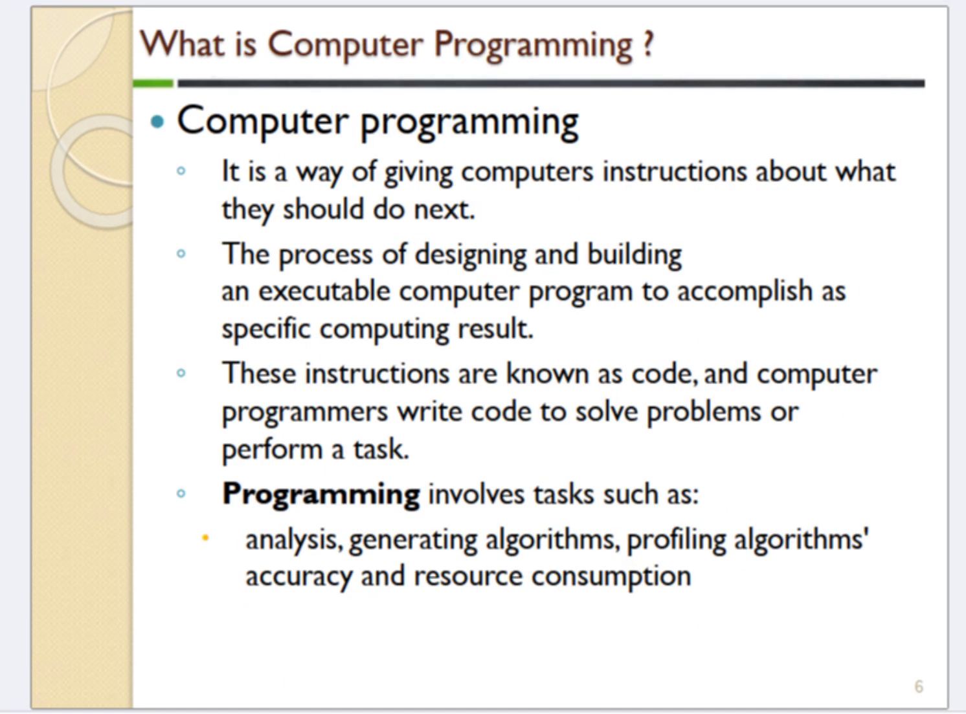What is computer programming? Computer programming is a way of giving computers instructions about what they should do next. It is the process of designing and building an executable computer program to accomplish a specific computing result. These instructions are known as code, and computer programmers write code to solve problems or perform a task. Programming involves tasks such as analysis, generating algorithms, profiling algorithms, accuracy and resource consumption.